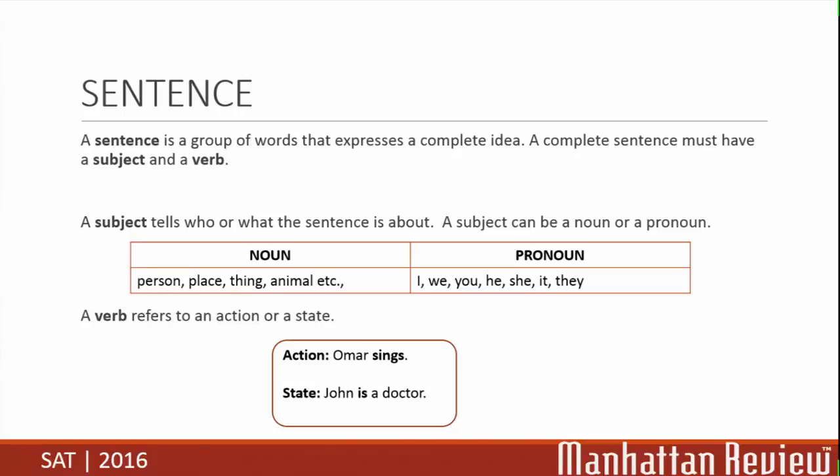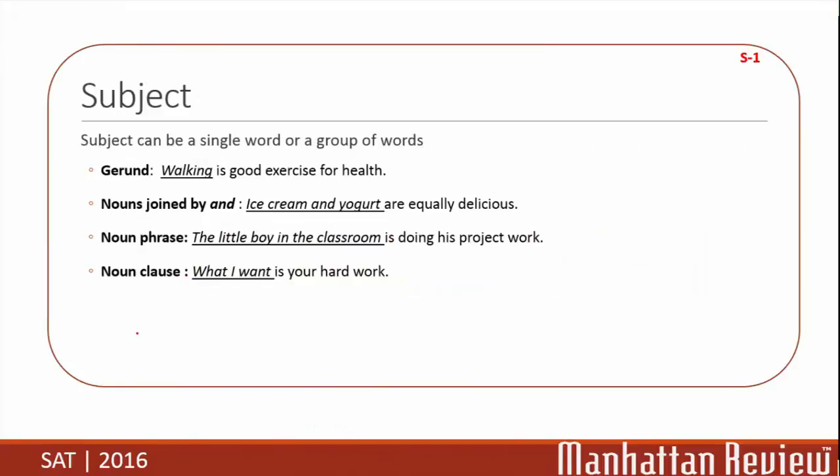What is a subject? A subject tells us who or what the sentence is about. A subject can be a noun or a pronoun. Now, what is a noun? A noun is the name of a person, place, thing, animal, etc. A pronoun is a word that is used instead of a noun, like I, we, you. As we have seen, a subject can be a noun or a pronoun, and it tells us who or what the sentence is about. Let's know a bit more about it.